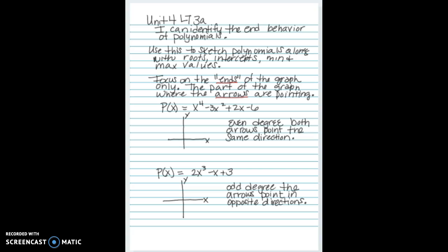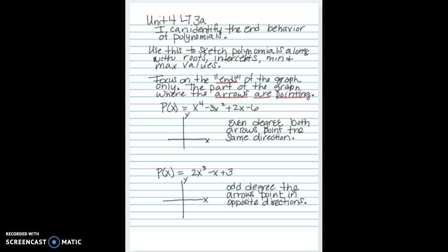So if the graph were to actually end and not have arrows going forever and ever, where would the arrows end up? For this first function, we have p of x equals x to the fourth minus 3x squared plus 2x minus 6.